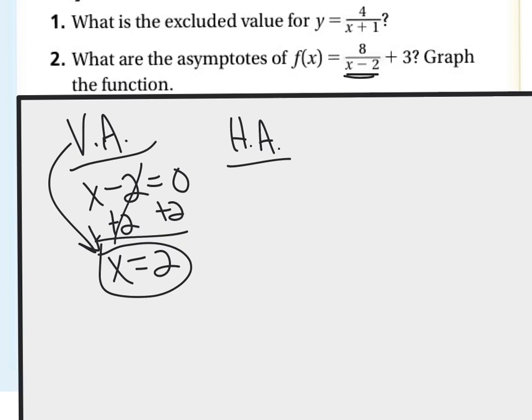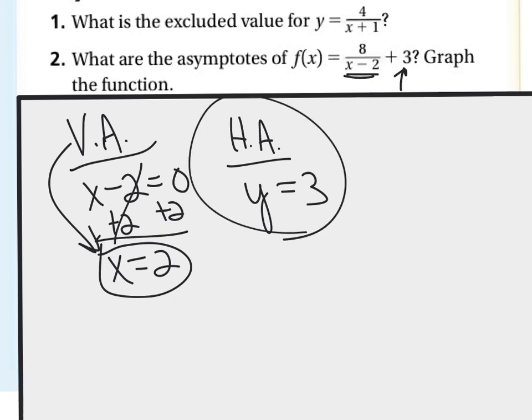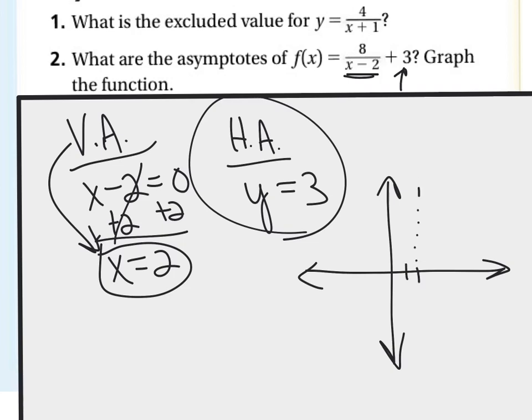So then the horizontal asymptote involves this. We have plus 3 at the end, so y equals 3 would be our horizontal asymptote. So, we could roughly just sketch something out to get an idea of what that's doing. X equals 2 is our vertical asymptote. Y equals 3 is our horizontal asymptote. And then we could just pick a number on each side just to get an idea of what this is doing.